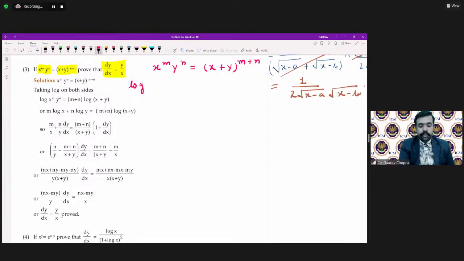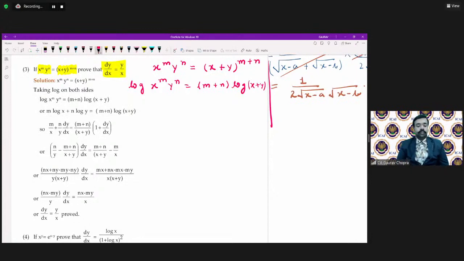So log of x to the power of m and y to the power of n is equal to, now whenever we take log, the power jumps forward. Here the power will not get reduced by 1, simply the power will come forward. So it will be m plus n, the power jumped forward, and we are left with log of x plus y. This is the left out portion, right?